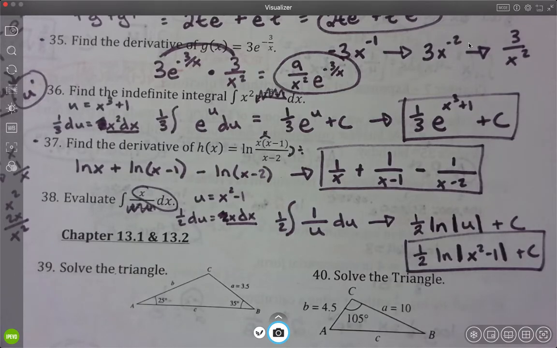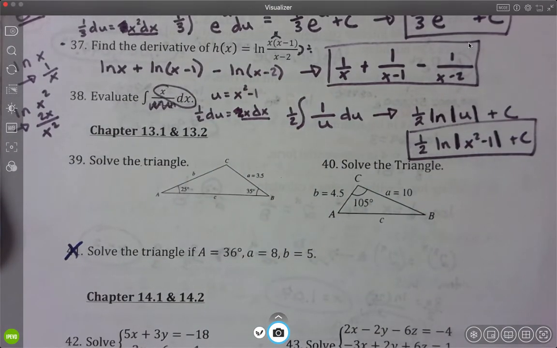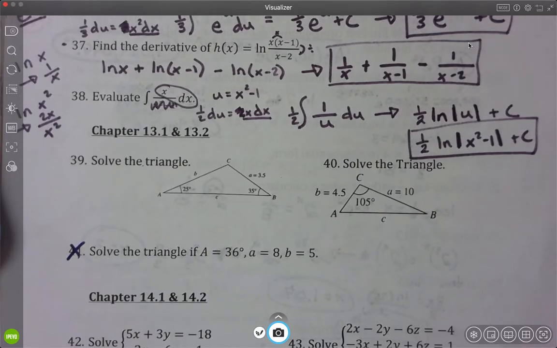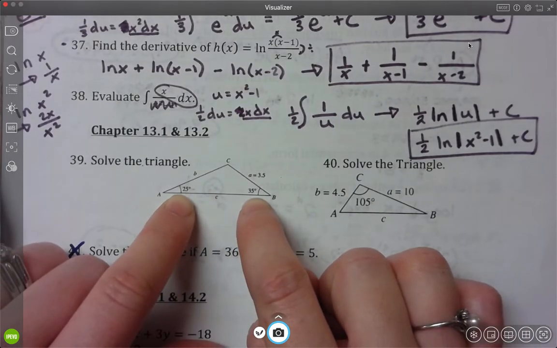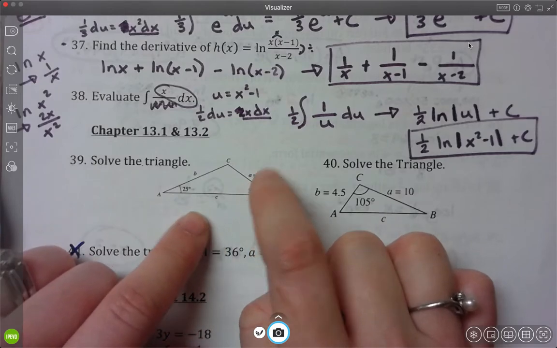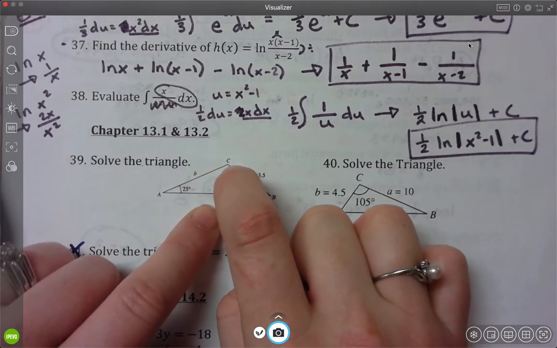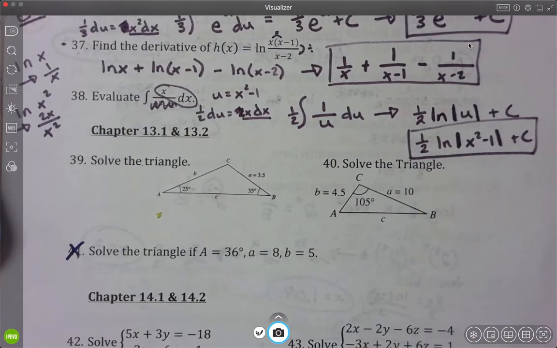Okay, all right, so solving the triangle, 39 and 40 are going to involve the law of sines, law of cosines. So we'll do those two, and we'll do 42 and 43, and then we'll be done. So 39, we have two angles here, okay? And then we have one side that we have here listed, but then we have angle C that we don't know, and side B and side C that we don't know, okay? So we're going to figure out what those guys are.